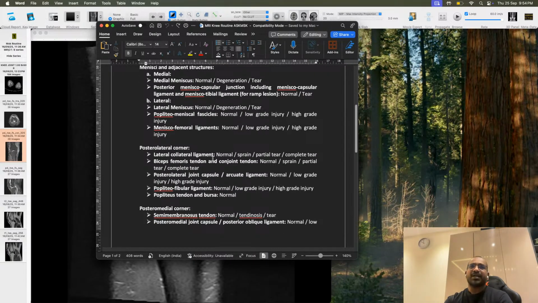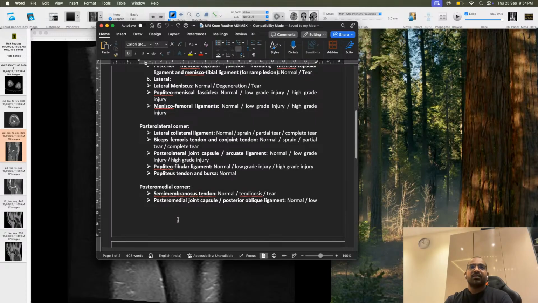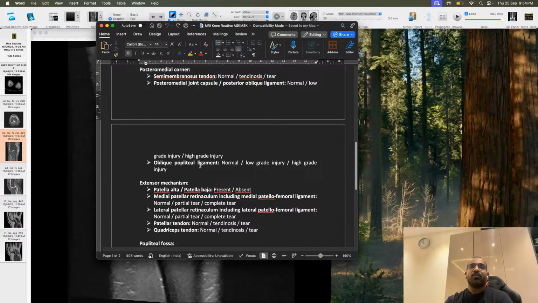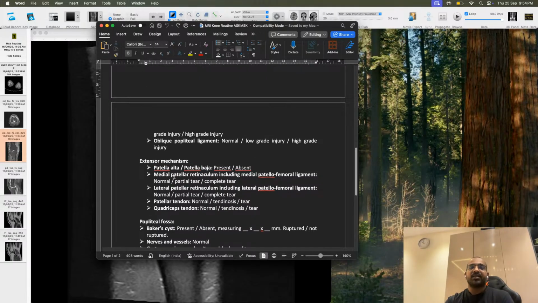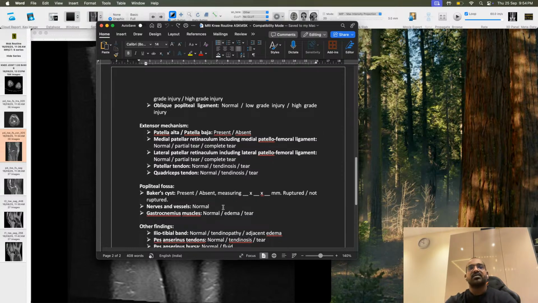Posterolateral corner, which includes lateral collateral ligament, biceps femoris tendon, then posterolateral joint capsule, popliteofibular ligament, and popliteus tendon and bursa. And the semimembranosus tendon, posterolateral joint capsule, oblique popliteal ligament, extensor mechanism, like whether patella alta or baja is there, medial patellar retinaculum, lateral patellar retinaculum, patellar tendon, quadriceps tendon, and then in the popliteal fossa, is there any Baker cyst or not?